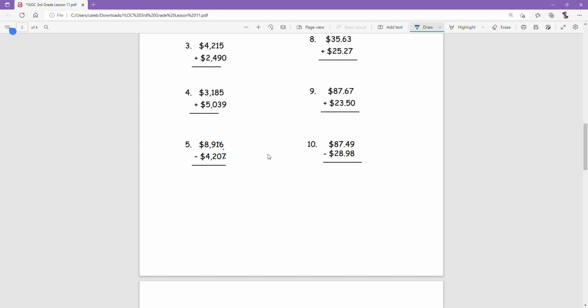And since we can do 1 minus 0, we're going to borrow 1 and change the 1 into a 0. And then add the 1 right in front of the 6 to make 16. So we have 16 minus 7, which is 9. 0 minus 0, which is just 0. 9 minus 2, which is 7.